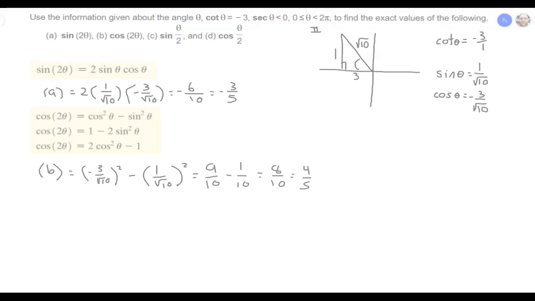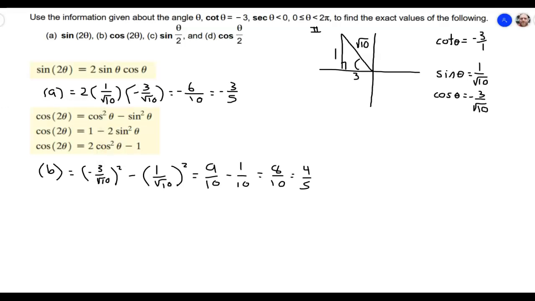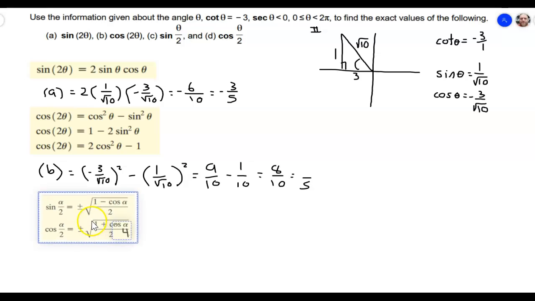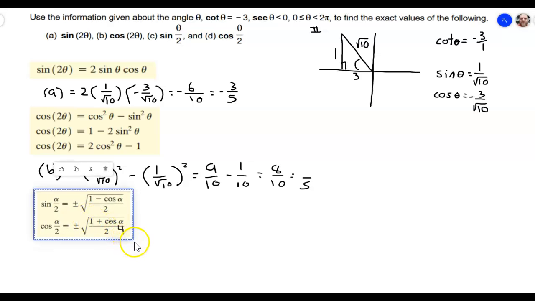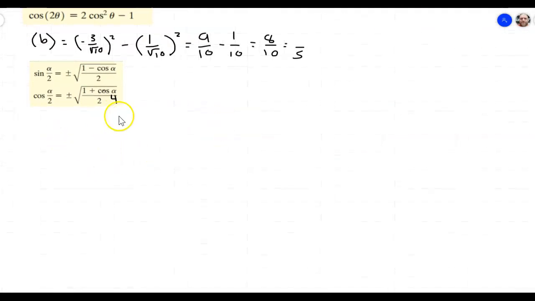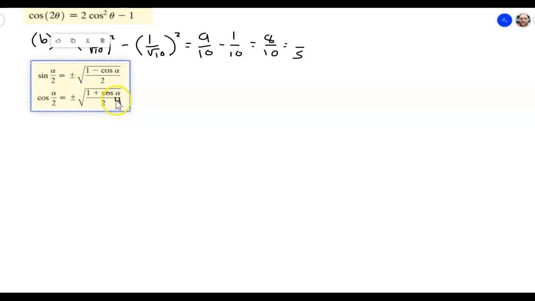Give me just a second here. All right. It's not letting me make those bigger, but that's okay. All right. So I got a 4 in there somehow. Oh, I'll ignore that 4 there.